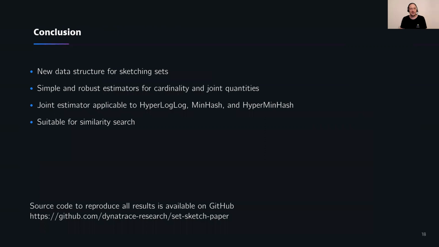We have presented a new data structure for sketching sets. It comes with simple and robust estimators for cardinality and joint quantities. And as a byproduct, the joint estimator can be applied to improve estimation from HyperLogLog, MinHash, and HyperMinHash sketches. And finally, the locality sensitivity of SetSketch allows its application for similarity search.